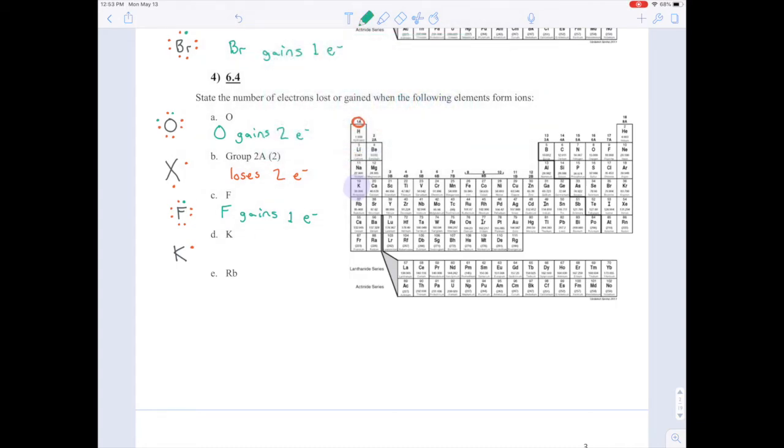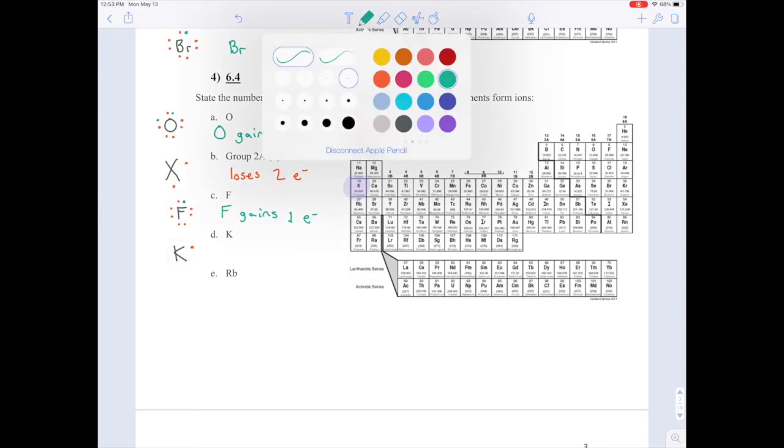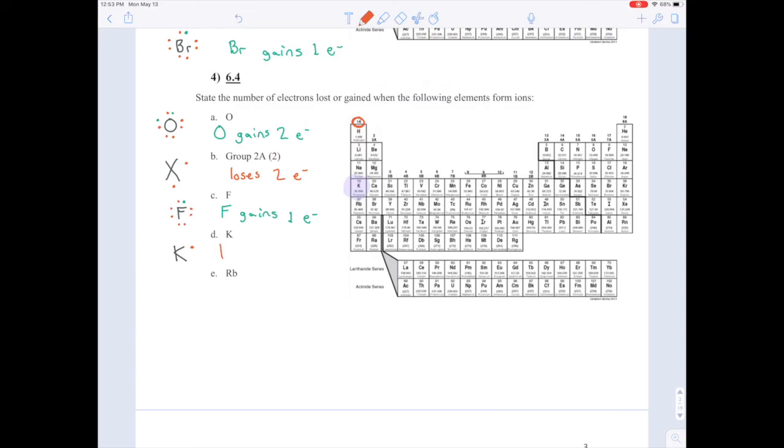So to get all its electrons paired, you could either add 1, 2, 3, 4, 5, 6, 7, the green dots, or it could lose 1, the orange dot. And so you always go with the lower number. Potassium loses 1 electron.